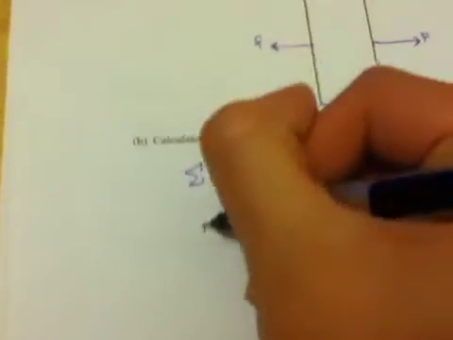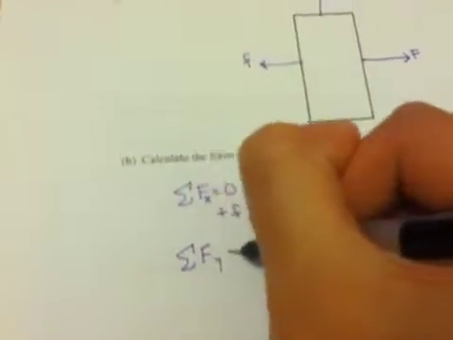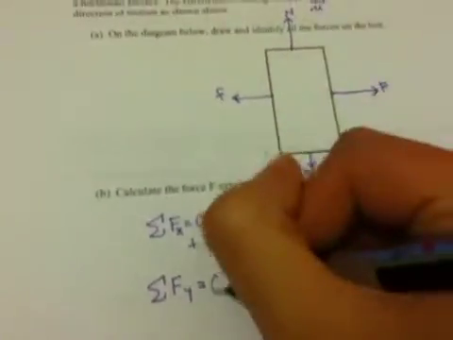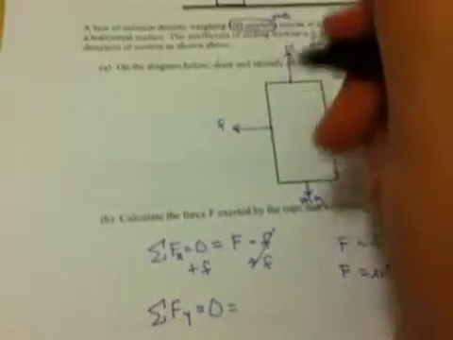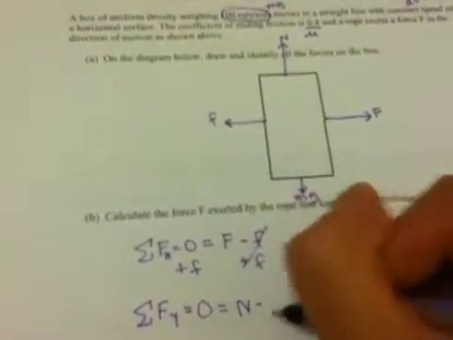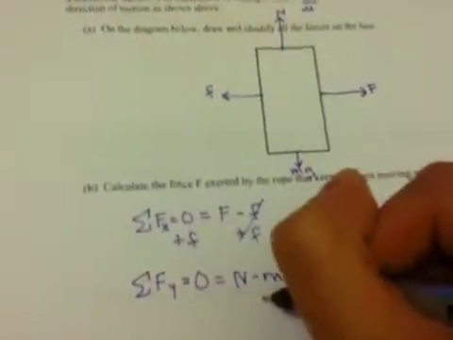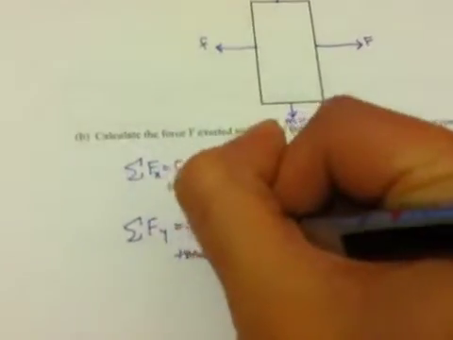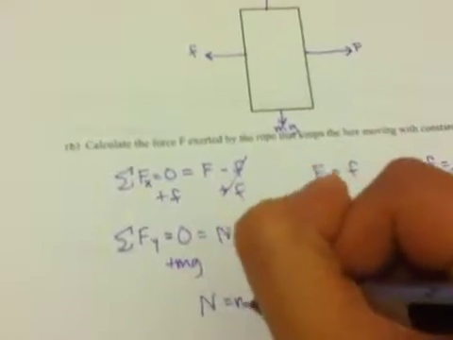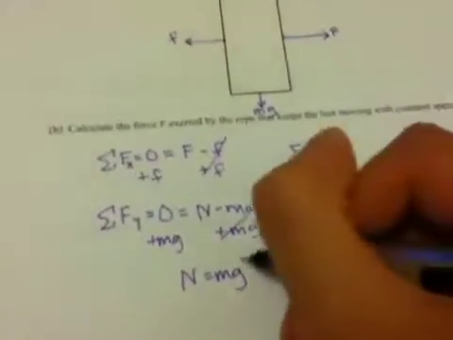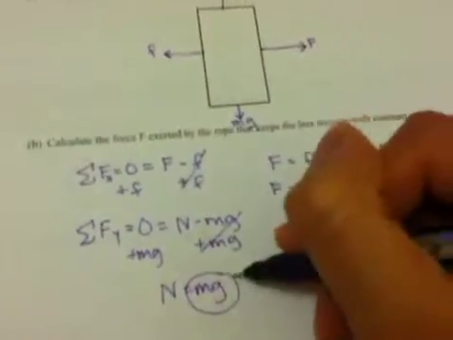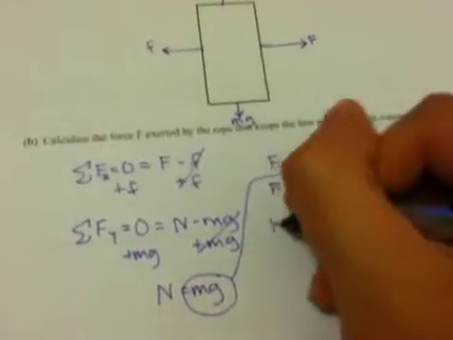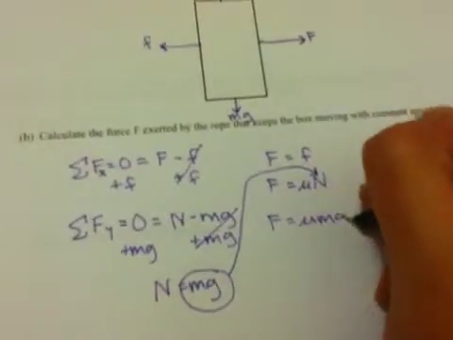So the sum of the forces in the y direction again equals 0, because we're not accelerating upward, we're not accelerating downward. Let's call up positive, so we're going to say normal minus this mg. Now we can add this mg to both sides, and we get normal equals mg. And now we can plug in this mg for that normal force right there. So we get F equals mu times mg.